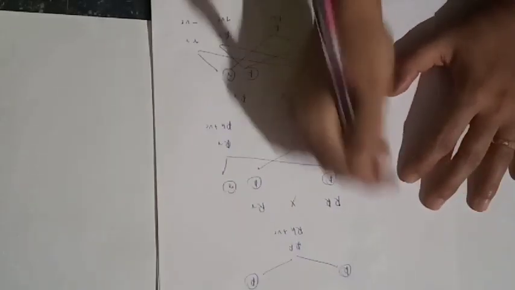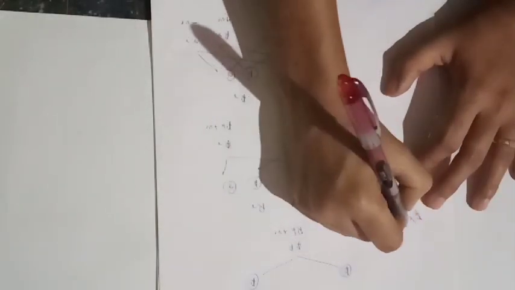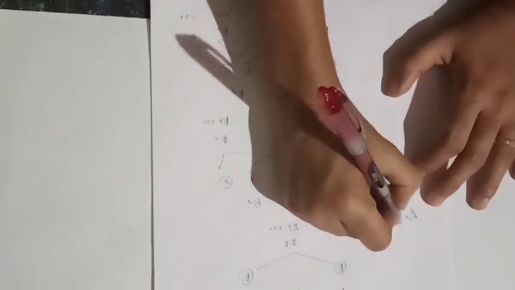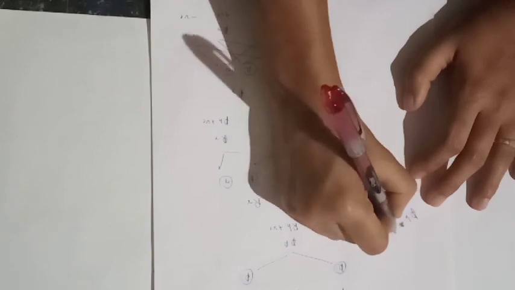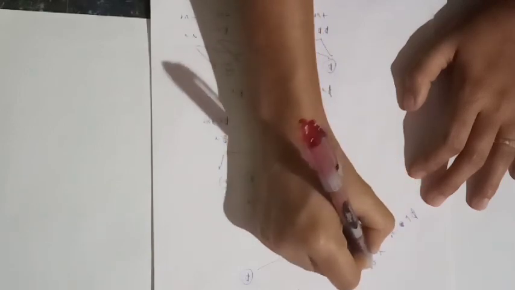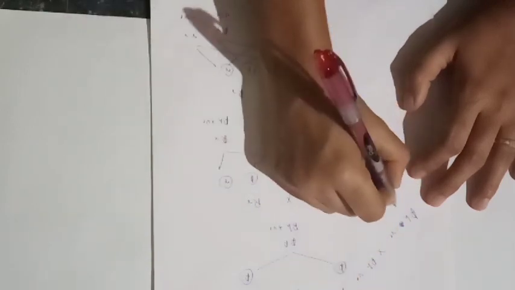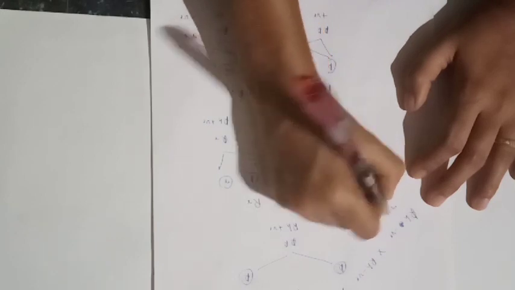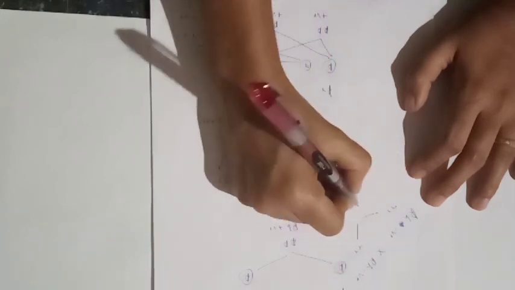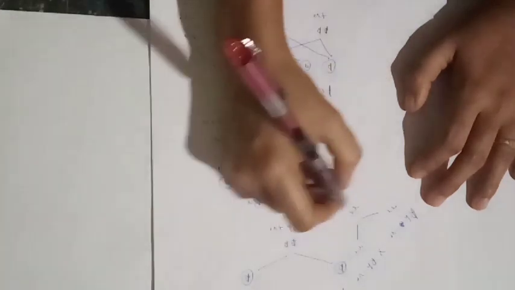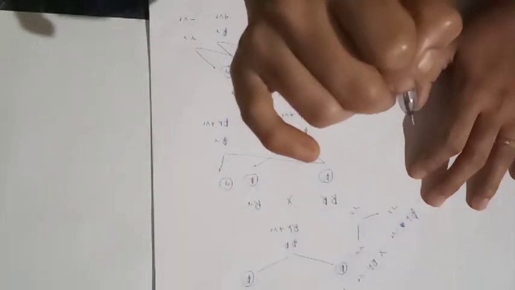Clear for you? Suppose both the parents are RH negative. Then their offspring are RH negative only. Clear?